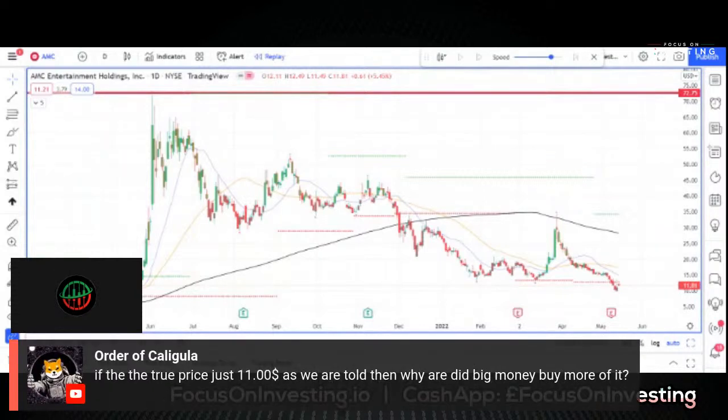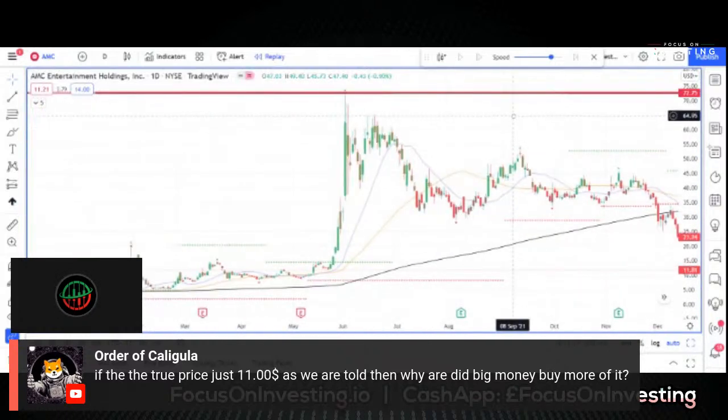Neil says, if the true price is just $11, as we are told, why did big money buy more of it? Well, more people didn't buy more of it. That's why the price went down. More people sold it than bought it. Do you understand what I'm saying? If people had kept buying it, the price would have gone up.